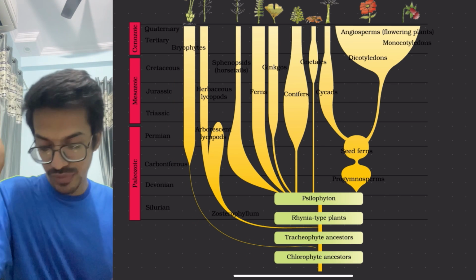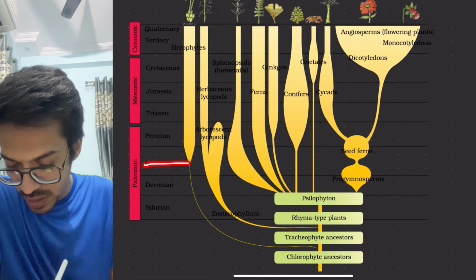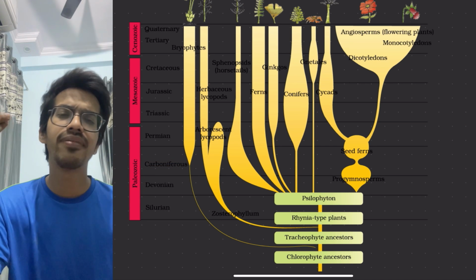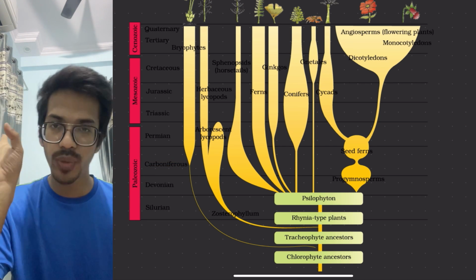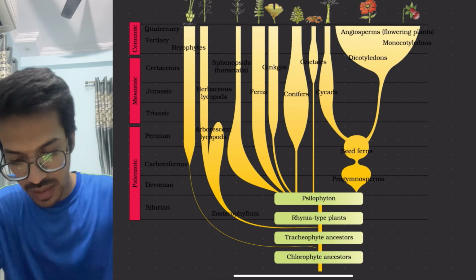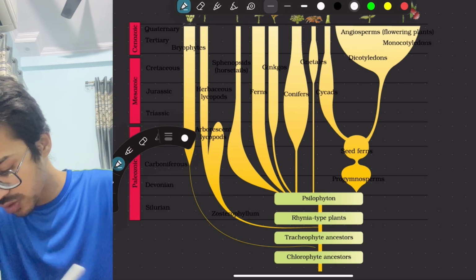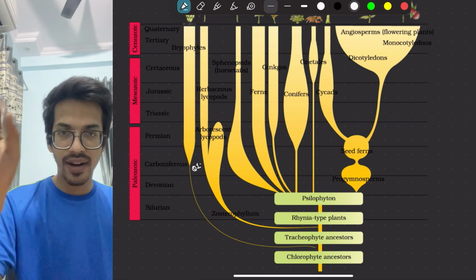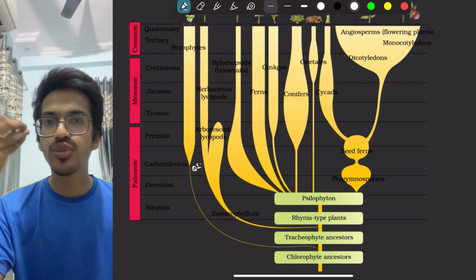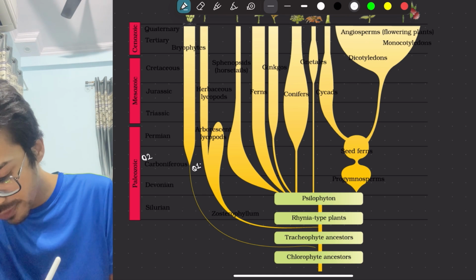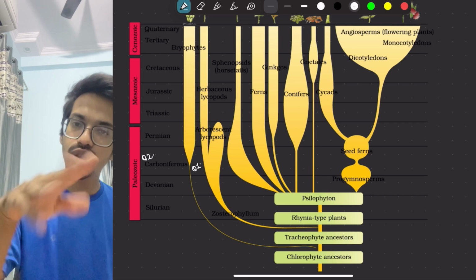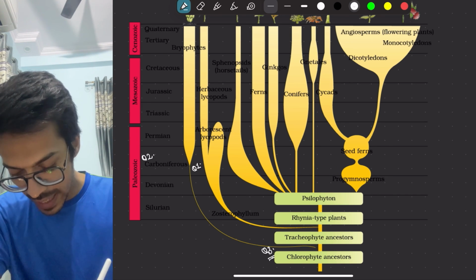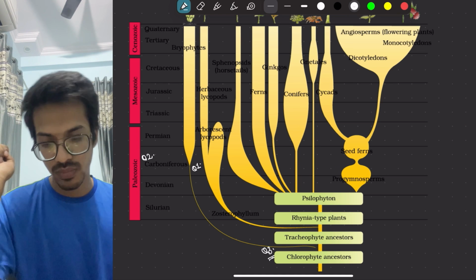It's telling two things. First of all, it's opened up here, which means it opened in what? In the era of Paleozoic. So if someone asks in which era bryophytes come, the Paleozoic era. First question. Second, I'm writing the question also. Question number 1: which era? Then in which period? The period is the Carboniferous period. The second question is also from here only. From whom does it come up? From algae, chlorophyte ancestors. Clear?